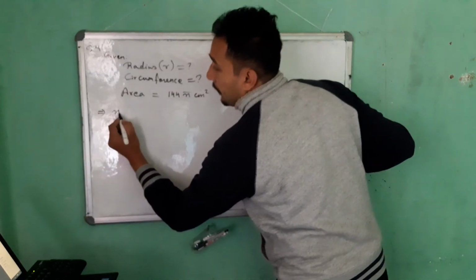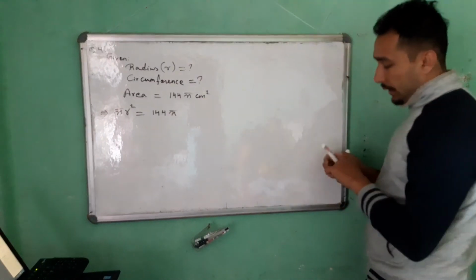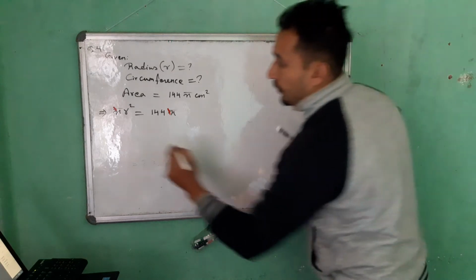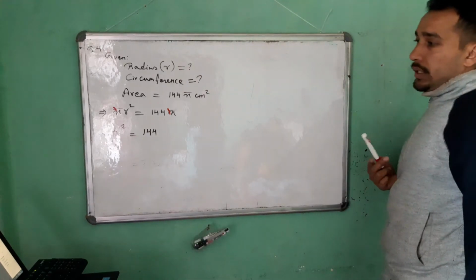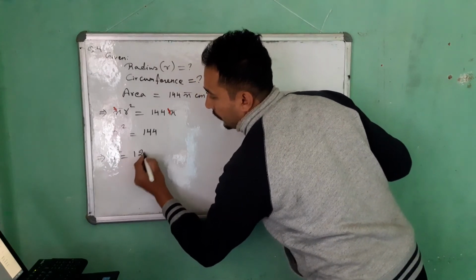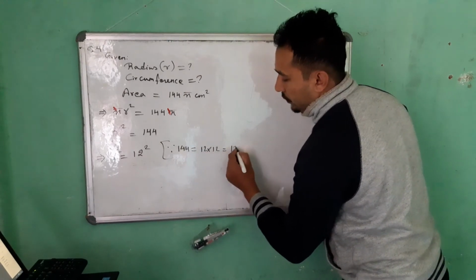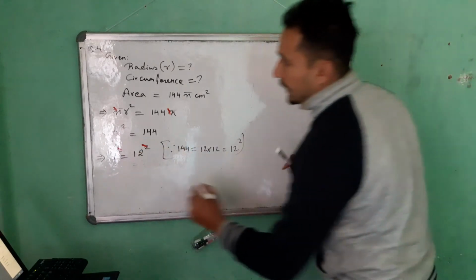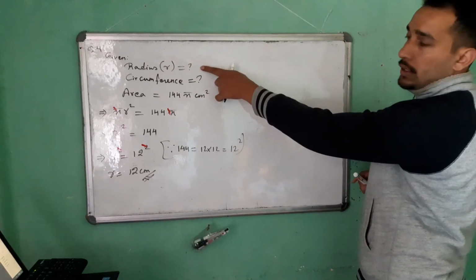Area of circle, pi r square, is equals to 144 pi. Let's not write the unit. Pi gets cancelled. From here, r square is equals to 144. Radius square is equals to 144. So r square 144 means square of 12, because 144 is equals to 12 into 12. That is 12 square. So square and square you can cancel, and we got radius is equals to 12 centimeter. Radius we have got.